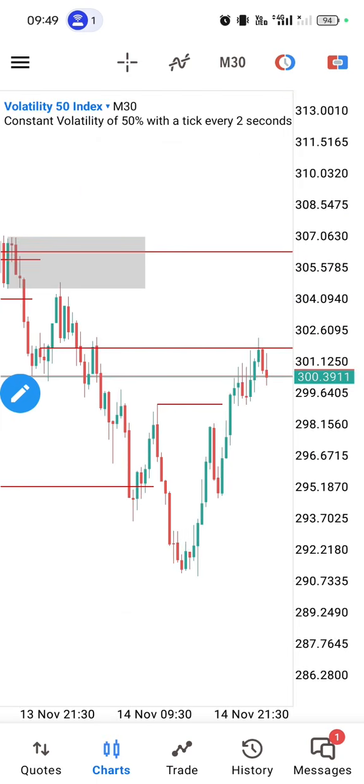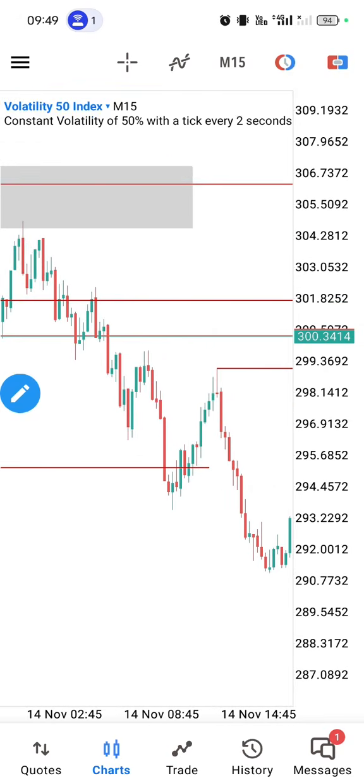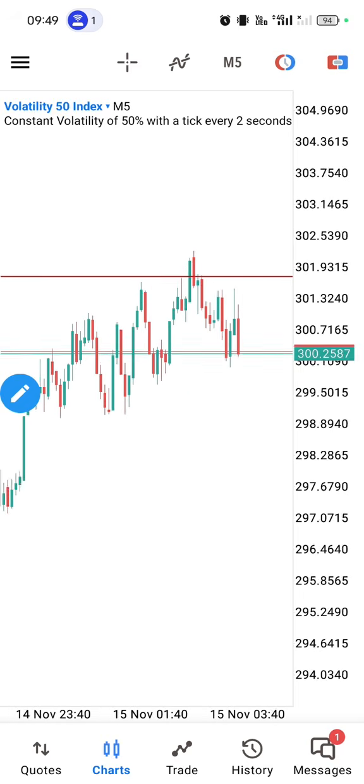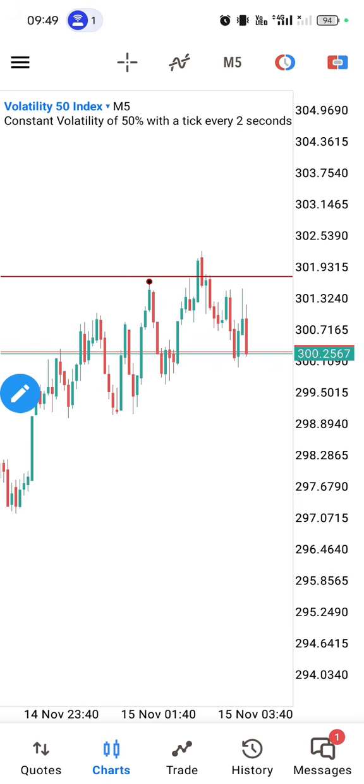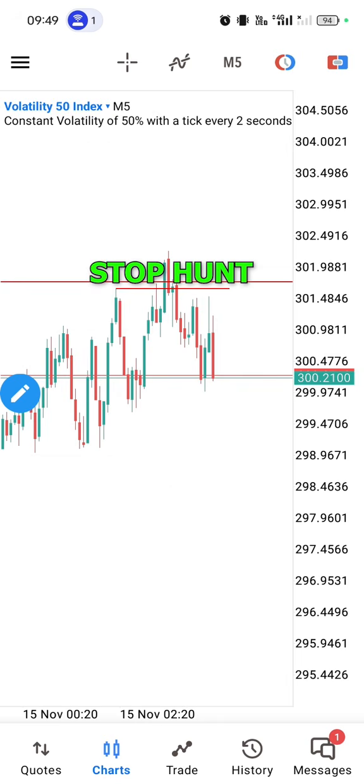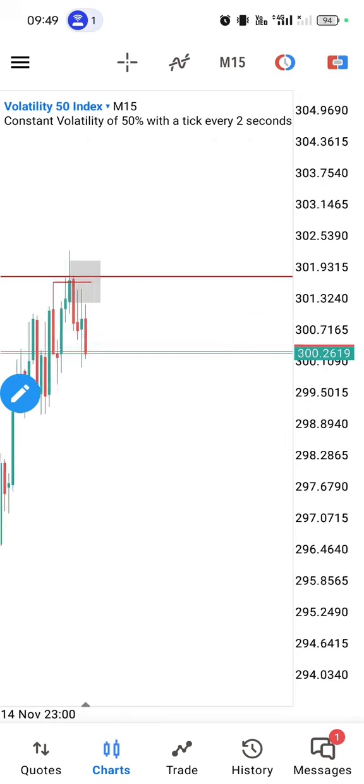Now from the 4-hour, I'm going to straight jump into the 5-minute where I'll show you why we're going to be selling right where we're at right now. And price gave us a stop hunt before it hit the body of the 4-hour order block, and then it's currently respecting the 5-minute order block. So we have to sell there.